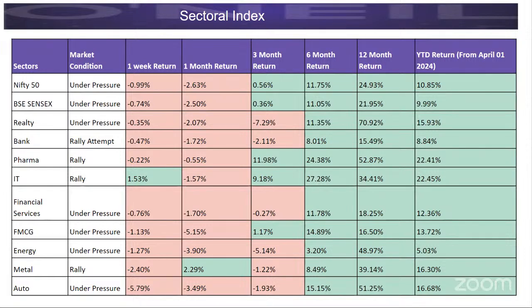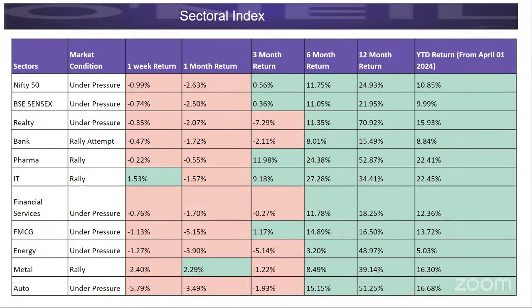That means it is showing some negativity, some under pressure kind of thing. Apart from that, if you see sectoral indices like Realty, FMCG, energy, auto, everything is trending in an under pressure trend. Only metal, IT, and pharma are in a confirmed trend, and banking is showing a rally attempt. Rally attempt means after correction, it is showing a rally attempt.